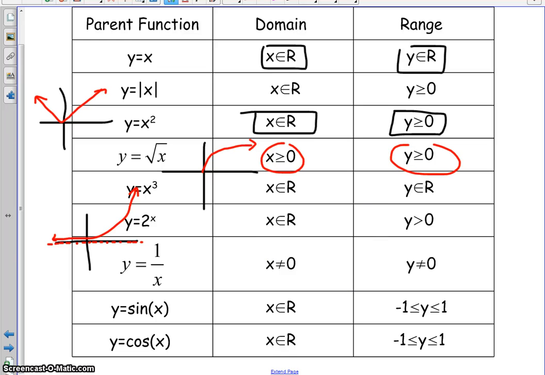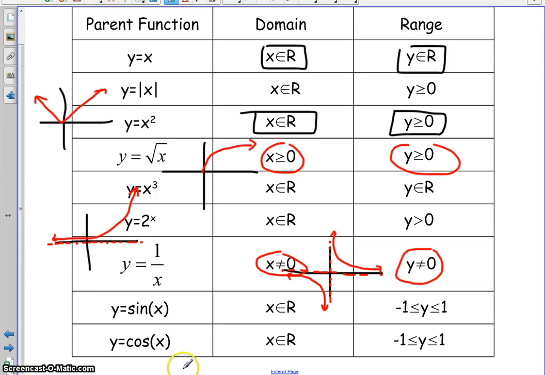And 1 over x, which looks a little bit strange as well. We have asymptotes at x equals 0 and at y equals 0, and it has a shape that looks something like this. Okay, so you need to have an idea what these parent functions look like, as well as trying to figure out their domain and range. So once you have this picture, you can very clearly see the domain is x cannot be 0, and the range is y cannot be 0.